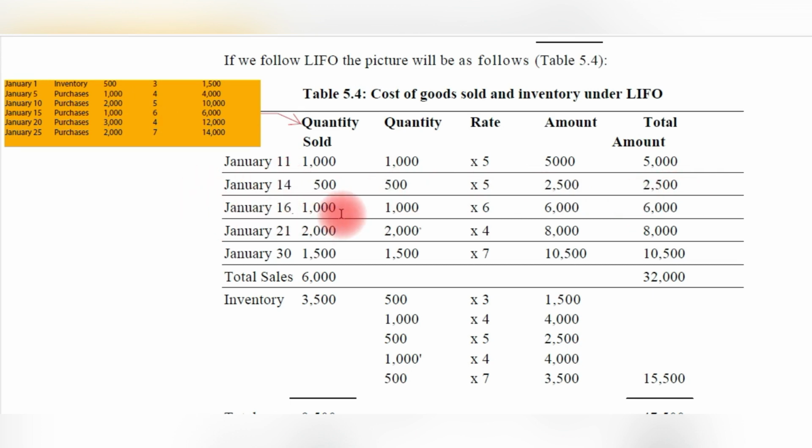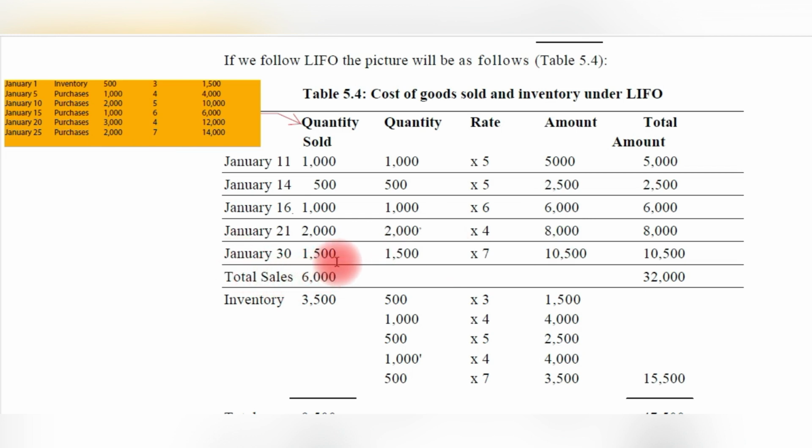On January 16th, another 1000 goods were sold. Before January 16th, the company purchased on January 15th 1000 units, each of 6 rupees. So from this, you take all the units and sell. So 1000 into 6 will be the cost of the goods sold. On January 21, 2000 units were sold. Before January 21, what are the goods that the company has purchased? Here on January 20, 3000 units were purchased. From this, take 2000 and sell. 2000 into 4 rupees, 8000 will be the cost of the goods.